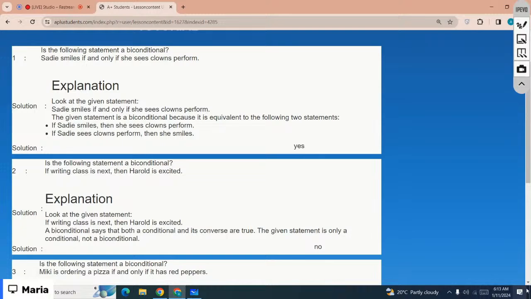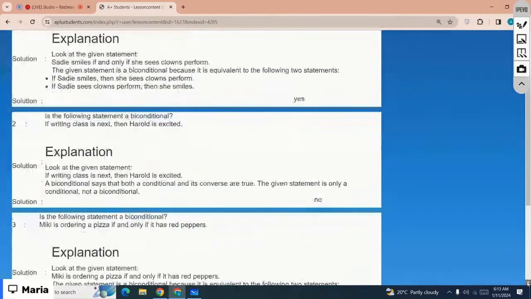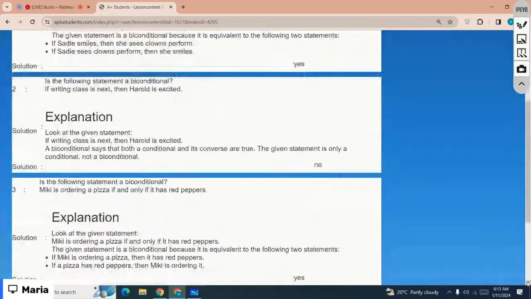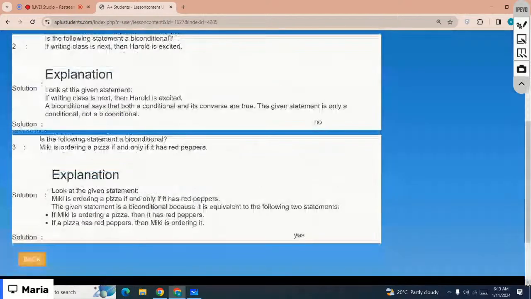The next one: is the following statement a biconditional? Mickey is ordering a pizza if and only if it has red peppers. So yes, this is a biconditional because here you have two statements. The first one is if Mickey is ordering a pizza, then it has red peppers. And the other one is if the pizza has red peppers, then Mickey is ordering it. So yes, this is a biconditional.